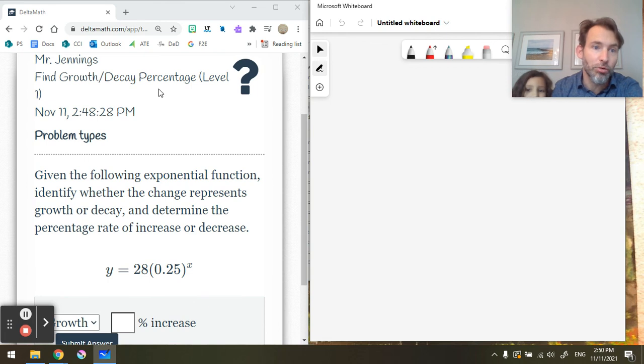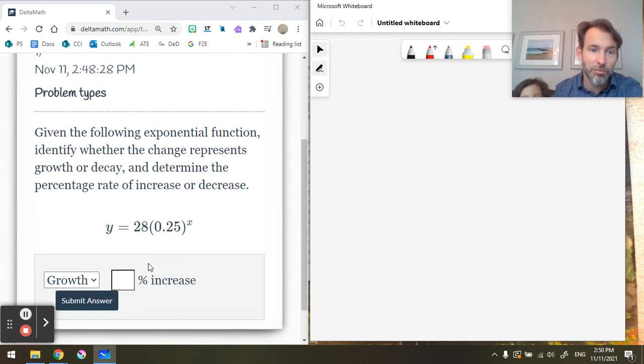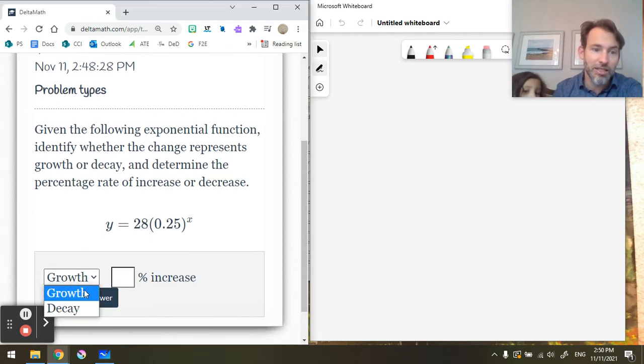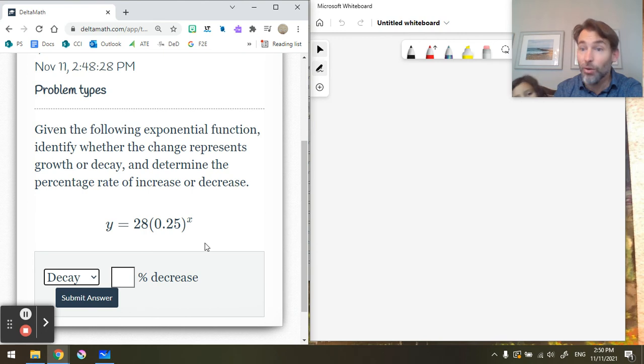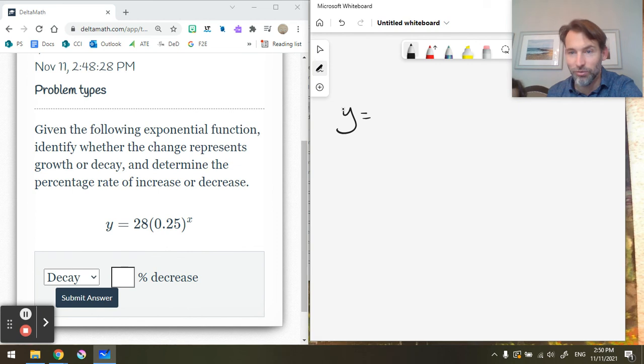This one is find the growth or the decay percentage. This is definitely decay. It's going to get smaller as I increase x, and this is decay by 75%. How did I know that? Yes, that's right, you can read. That's very good. You can read algebra. It's good practice for a grade 1.